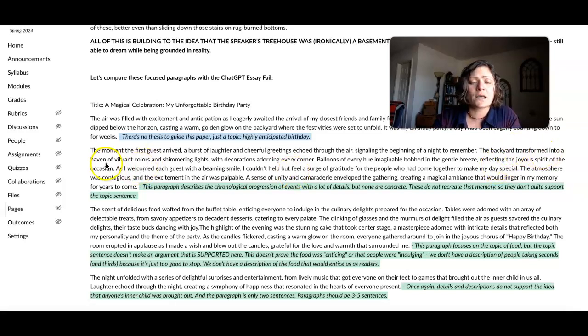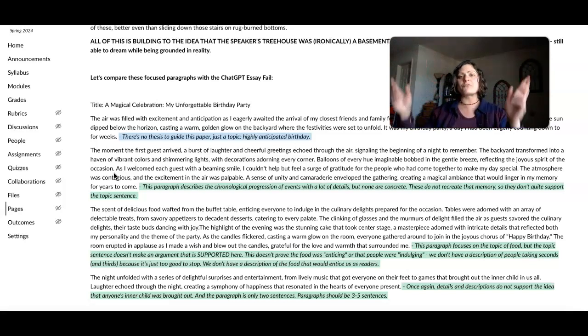Backyard transformed in a haven of vibrant colors and shimmering lights with decorations adorning every corner. Balloons of every hue imaginable bob in the breeze, reflecting the joyous spirit of the occasion. Well, we don't see the color. We don't see every color, every hue imaginable. Where are these tied? How are these constructed? If the visual here is important, we need something specific. Are these arranged in arches that are tied between fences? Are they just free floating and there's going to be a balloon release? Where are these balloons? Why do they matter?